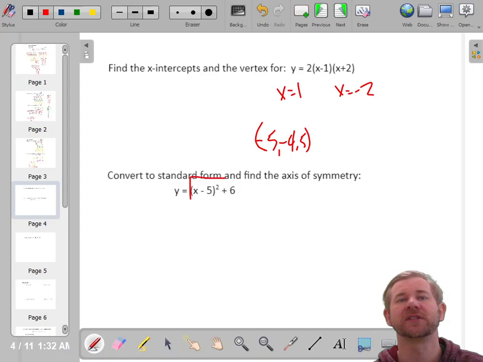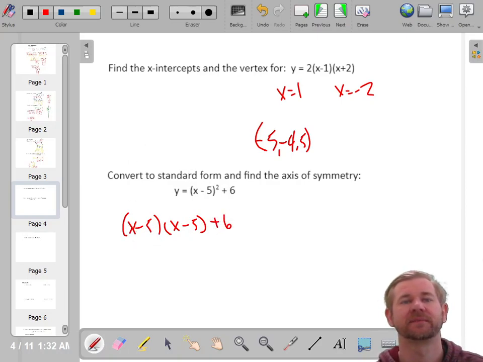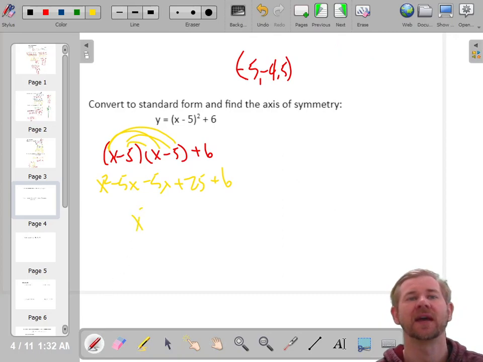Okay. Standard form. All right, you got to expand this. So write it out twice. Now we FOIL. x squared minus 5x minus 5x. Negative times a negative is positive 25. I got plus 6 on the end. x squared minus 10x plus 31. So that is the standard form.